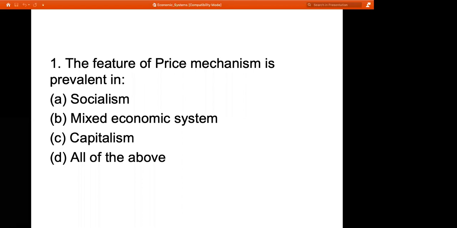The feature of price mechanism is prevalent in capitalistic markets. Price mechanism is a key thing. Based on price mechanism, these capitalistic systems work. They work based on the interacting forces of supply and demand. So the answer for this is capitalism.